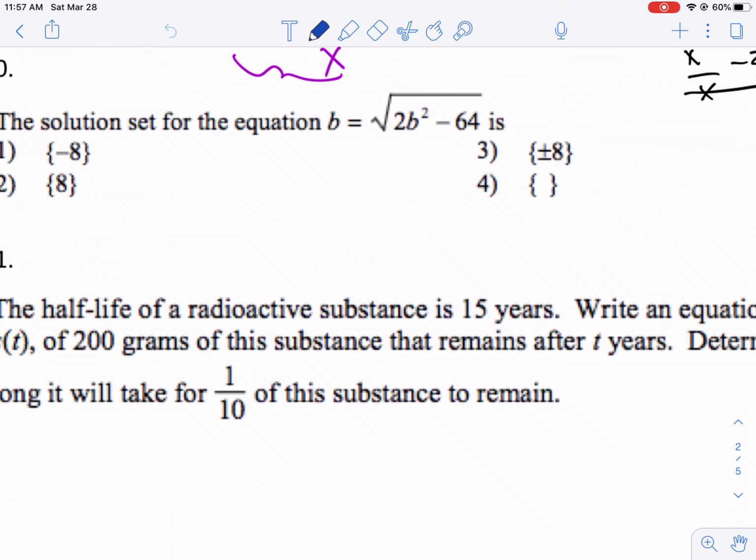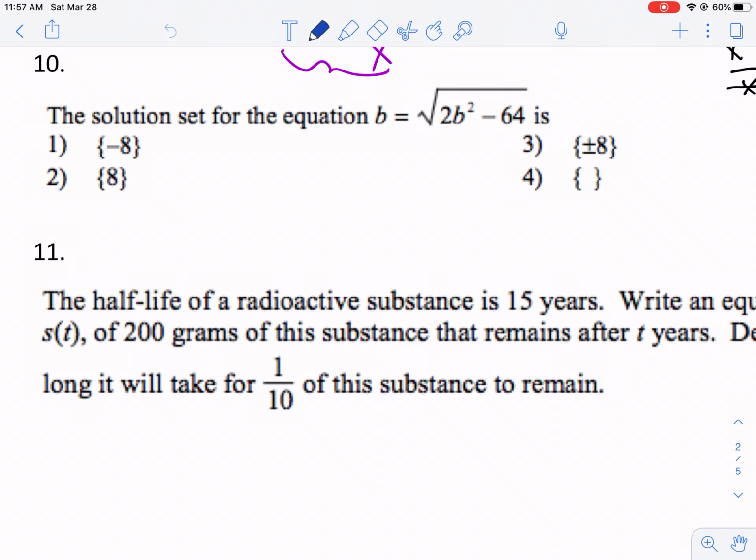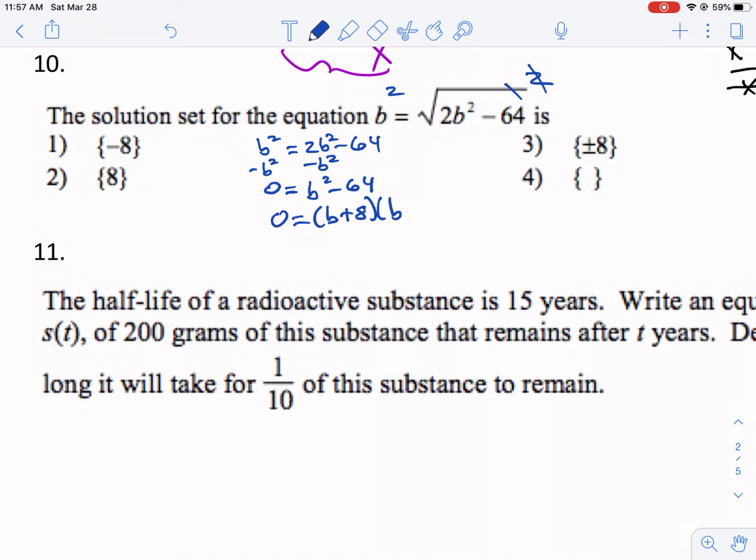Alright, so first thing we need to do is to isolate that radical, which it is. It's already by itself. So now that it's by itself, we are ready to square both sides. Squares and square root cancel. So that gives me b squared is equal to 2b squared minus 64. I'm going to subtract b squared so I can set the equation equal to 0 since it's a quadratic. That gives me b squared minus 64. That's difference of squares, so I can factor: b plus 8, b minus 8. Set each factor equal to 0.